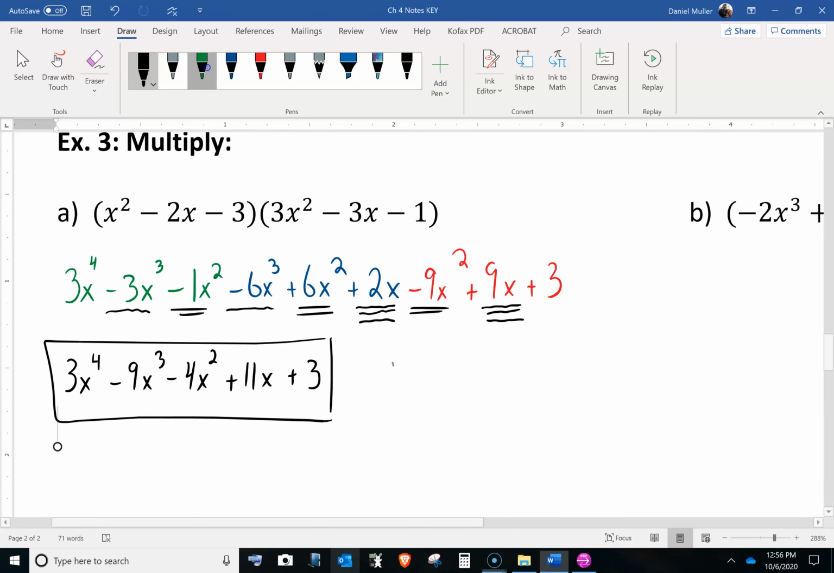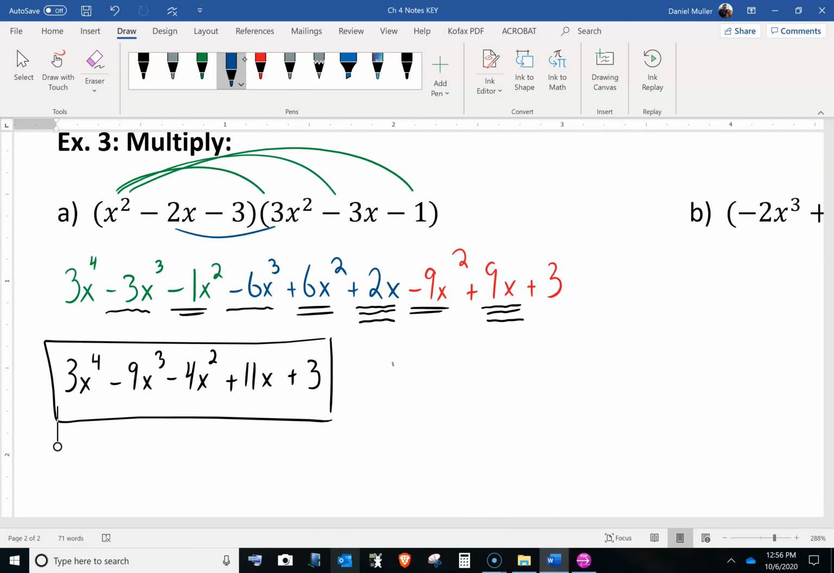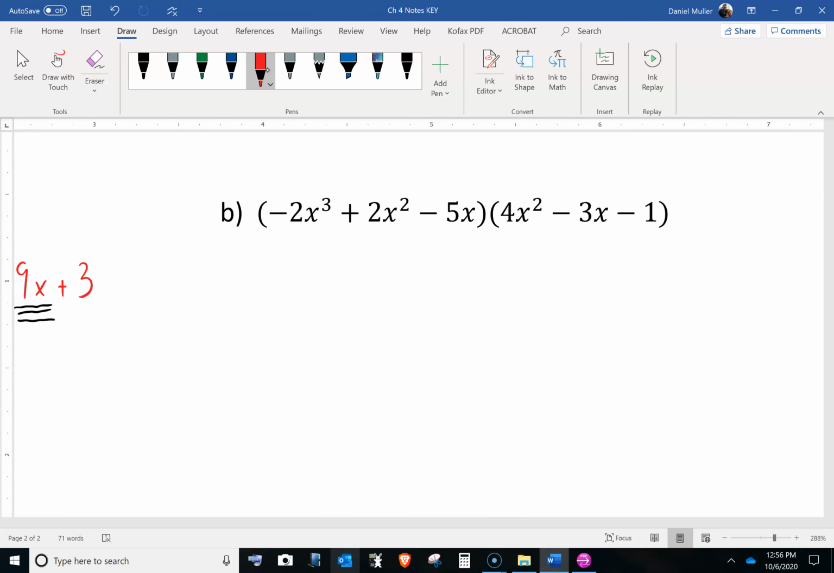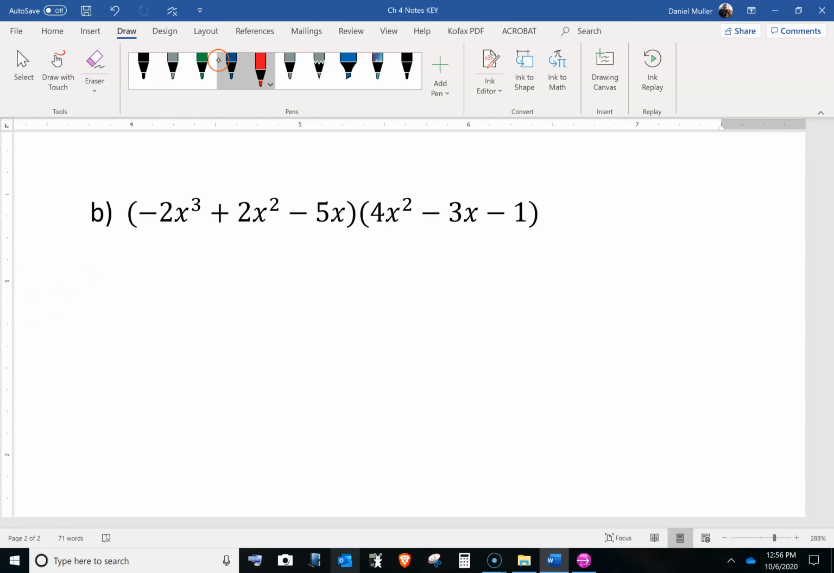Yeah, that looks good. So again, I just took the first thing and I multiplied it over. Then I took the second term and I distributed that all the way through, and then I took the negative 3 and distributed that all the way through. So that's how all of that works. There's 9 different multiplications. So let's try again. We'll do another one here.